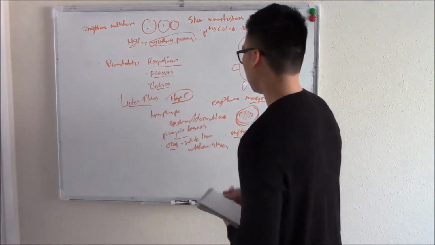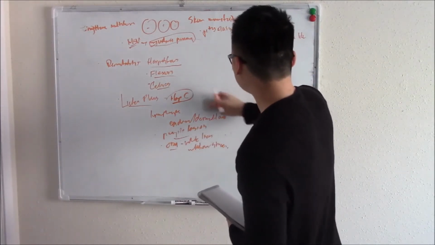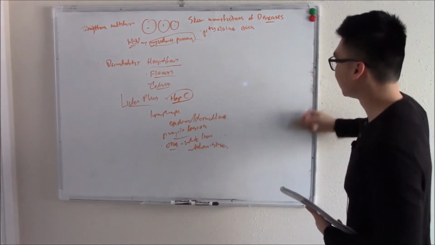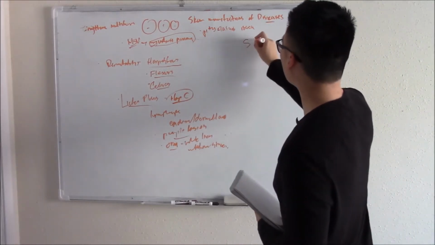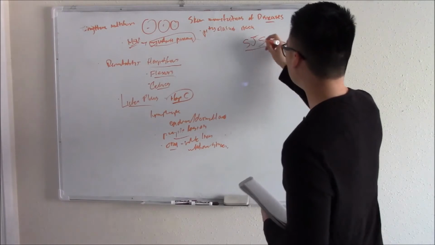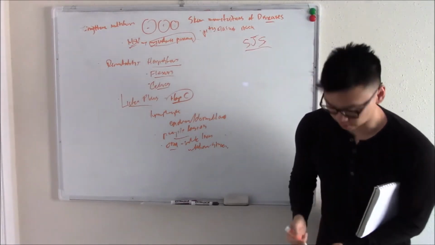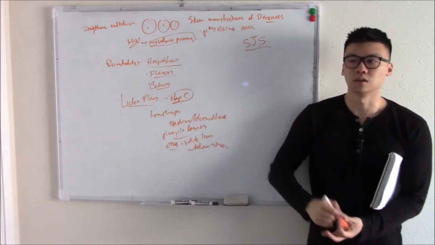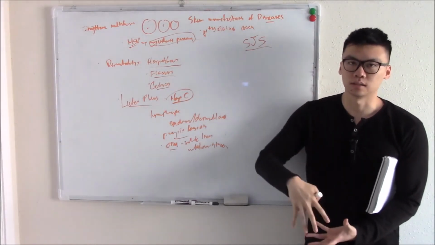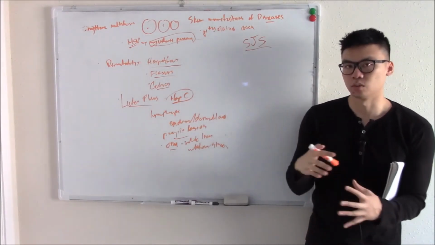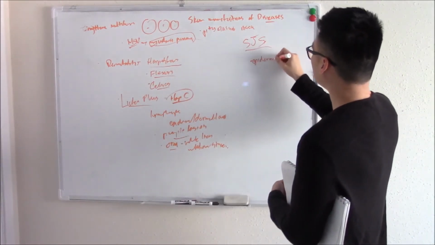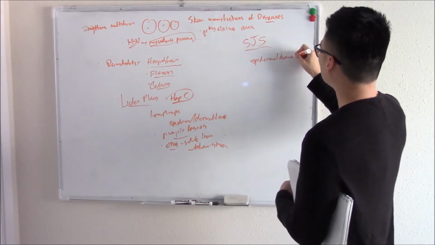All right? Speaking of things that attack the epidermal-dermal junction, Stevens-Johnson. Stevens-Johnson is a horrible autoimmune reaction to a lot of things, particularly drugs. So you give a person a drug and they have an autoimmune reaction and their body just attacks and destroys their skin, their epidermal-dermal junction.